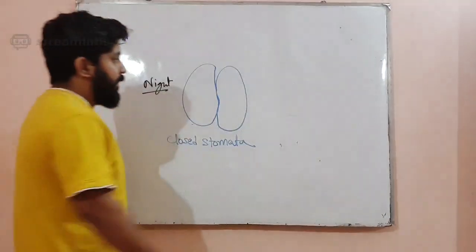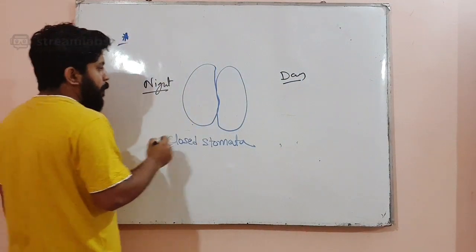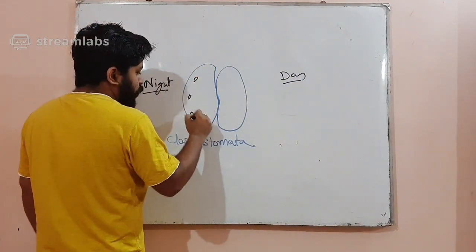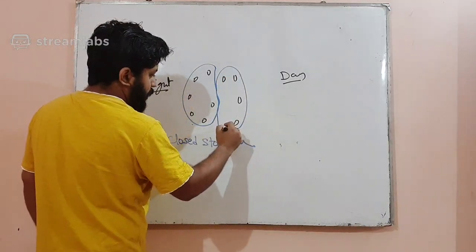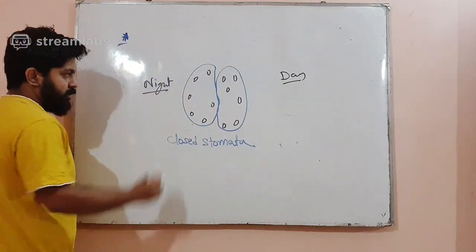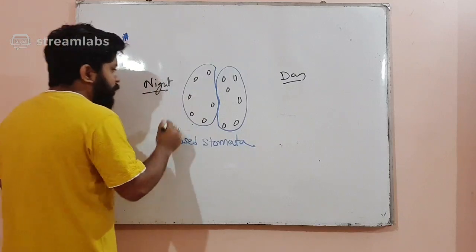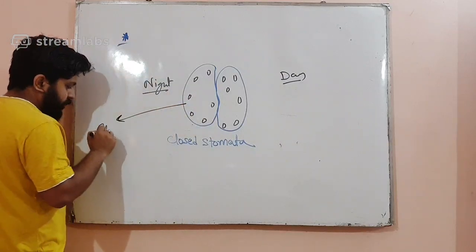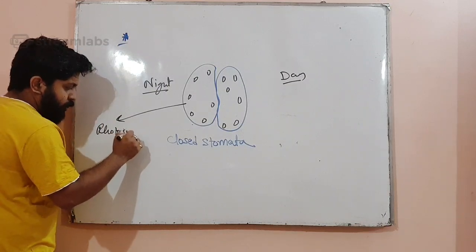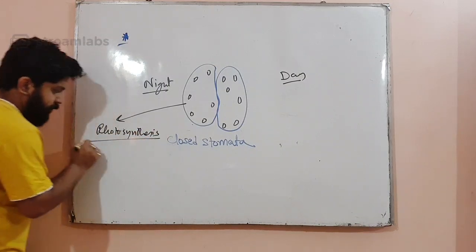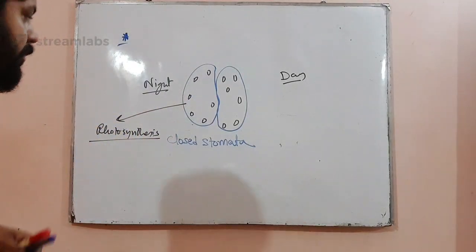When it will be day, what will happen is during the daytime, there are certain chlorophyll in the chloroplast in the guard cells. During day, when sun falls and some water is already present, it starts doing photosynthesis. It starts doing what? Photosynthesis.